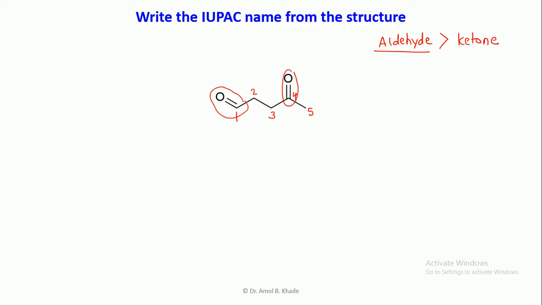Okay, so for this keto functionality, we can write 4 dash oxo, not oxa, sorry, it will be 4 dash oxo dash, it is a pentane, and Al will be the suffix, so it will be pentanal. 4-oxopentanal will be the correct name for this. Okay, so you have to remember here, when two functionalities like aldehydes and ketones are there, the aldehyde will take priority in the numbering. Okay, alright.